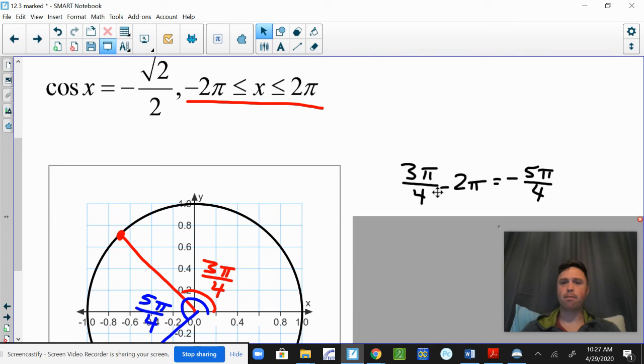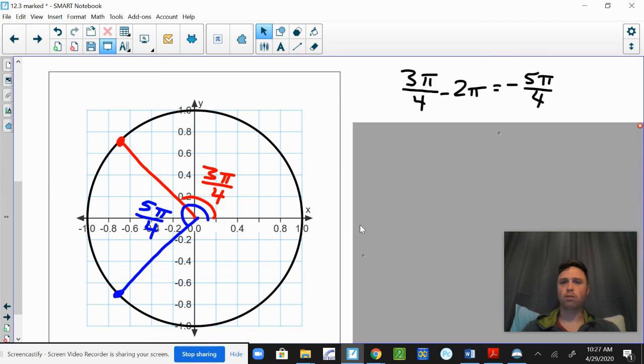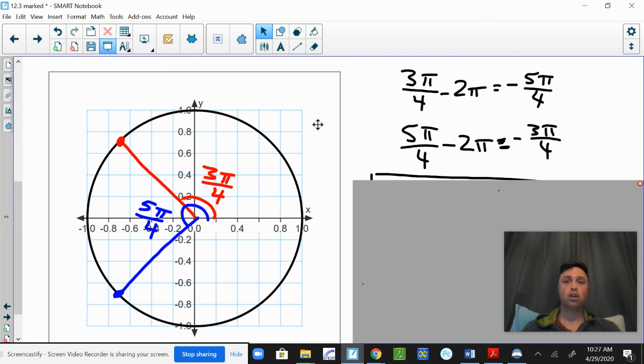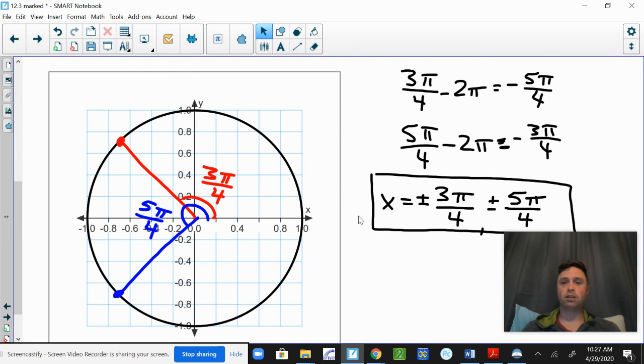So 3 pi over 4 minus 2 pi gives me negative 5 pi over 4. And then 5 pi over 4 minus 2 pi gives me negative 3 pi over 4. So I have to include those two as solutions as well. So my final answer is going to include all four of those values. So the solutions to that equation within the domain that was specified are both positive and negative 3 pi over 4 and positive and negative 5 pi over 4.